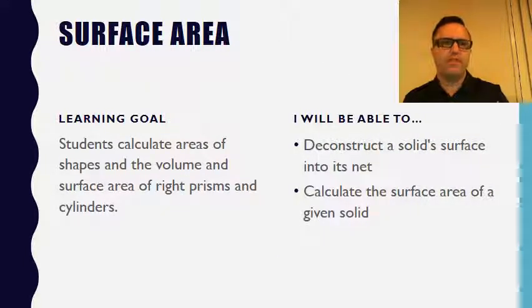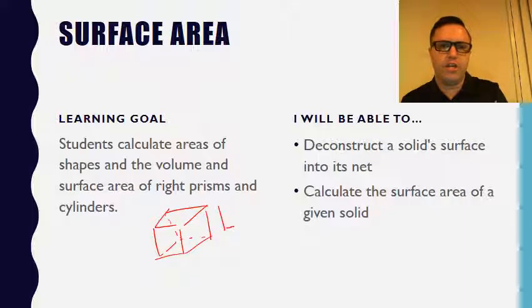Okay, surface area. Your learning goal is that students can calculate areas of shapes and the volume and surface area of right prisms and cylinders. Remember that a right prism is when you've been given, for example, this kind of rectangular prism, where the base and the projection dimension is a right angle. Okay, so that's what we mean by a right prism.